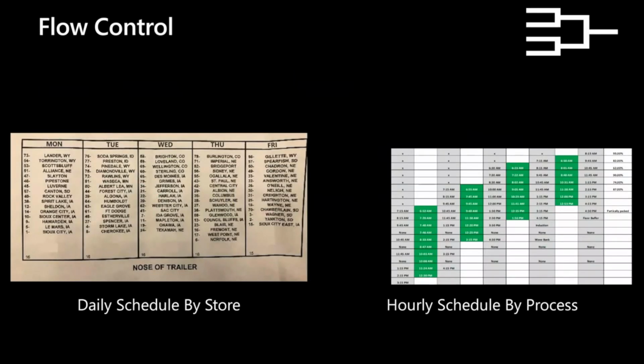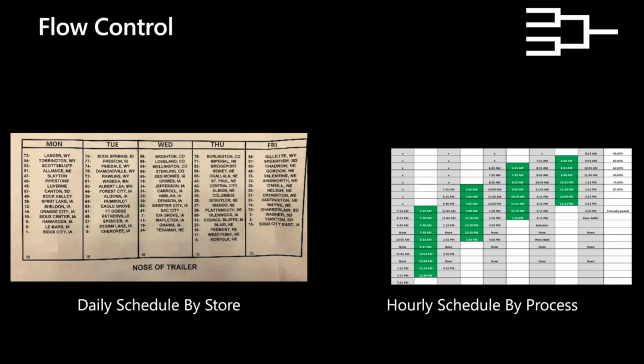So flow control from a reporting perspective, that might look differently for different industries. So in this example, I think this is a retail example here, right? So you have your daily schedule for this by store. So you know exactly from a retail perspective, here's the trucks that are going out for the day. This is where they're going. This is when they need to leave the warehouse.